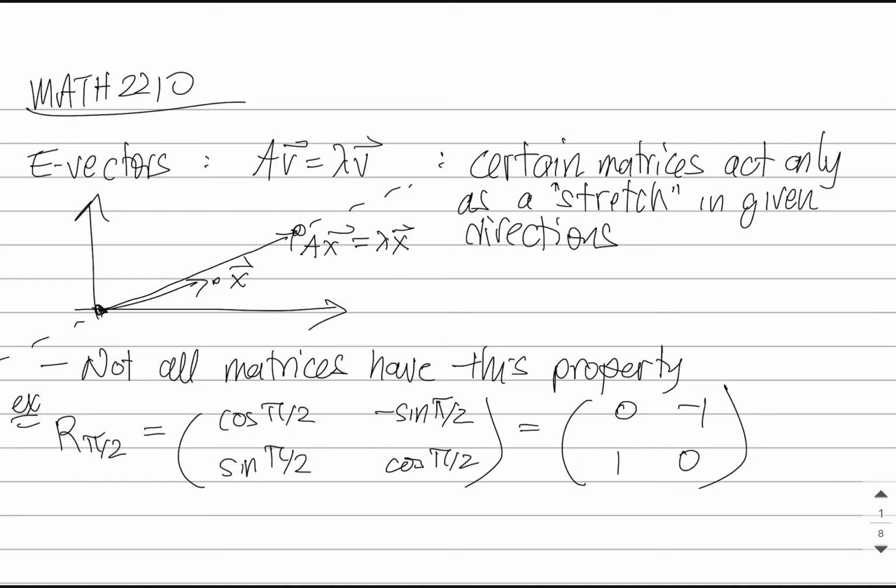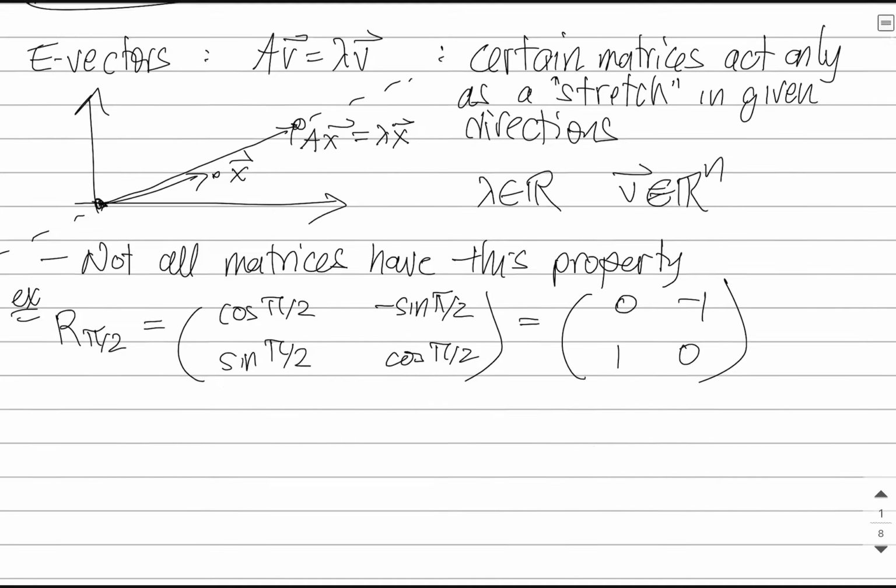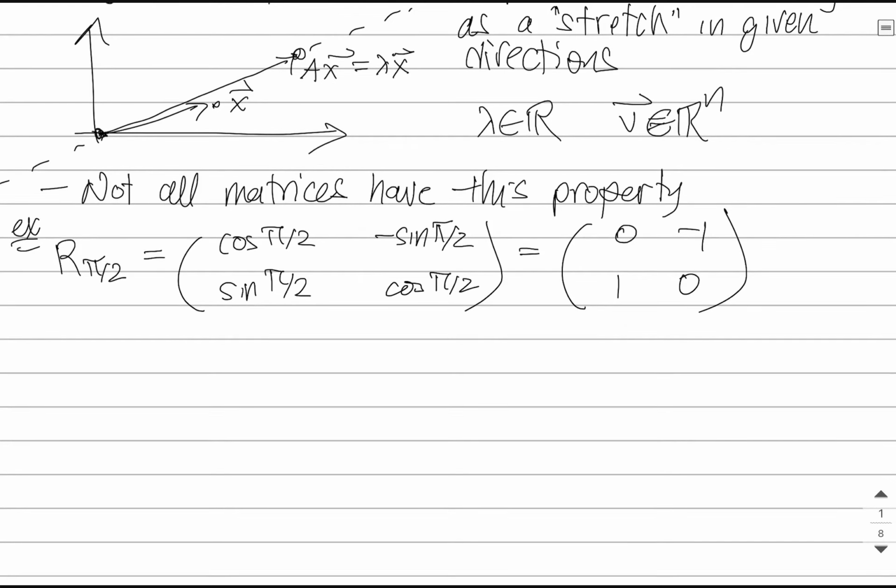We've been concerned with eigenvectors and eigenvalues. Now remember, an eigenvector is a direction for which certain matrices will just end up stretching the vector, and the amount of stretch is given by this eigenvalue lambda. Now, the example that we've talked about in the past is a rotation by pi over 2.